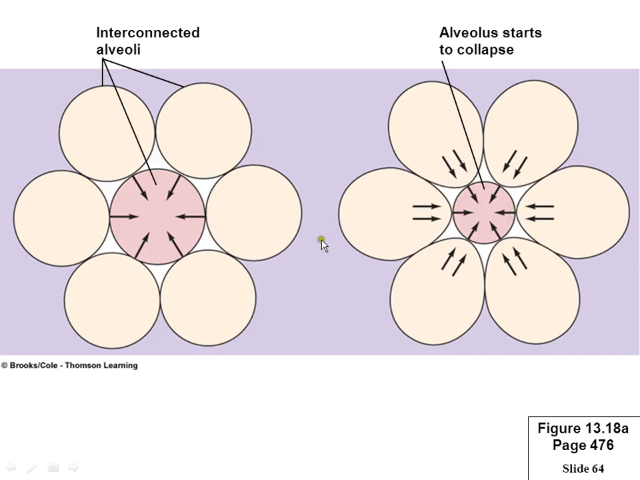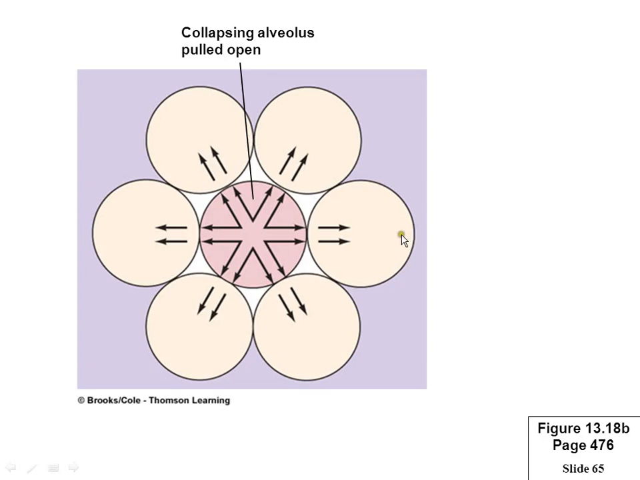Pull back, right? They're going to pull back. If any of these outer ones start collapsing, what are its neighbors going to think? You can't collapse. We're going to pull together. So they have this interdependence where they're all depending on each other. So as I start collapsing this one, its neighbors will start pulling it and reopening it, helping hold it open. Alveolar interdependence helps keep the lungs open.